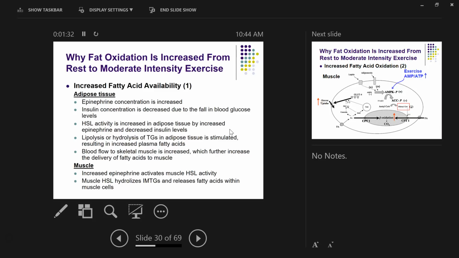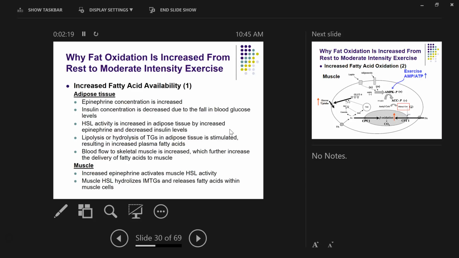So I think we talk about how fat oxidation utilization is changed during the exercise from low to moderate to high intensity exercise, right? And compared to the carbohydrate utilization, fat utilization is increased from low to moderate intensity exercise, but decreased during the later stage, from moderate to high intensity exercise. And we also talk about the reason why fat utilization is increased during the early stage, and 2 reasons, right?